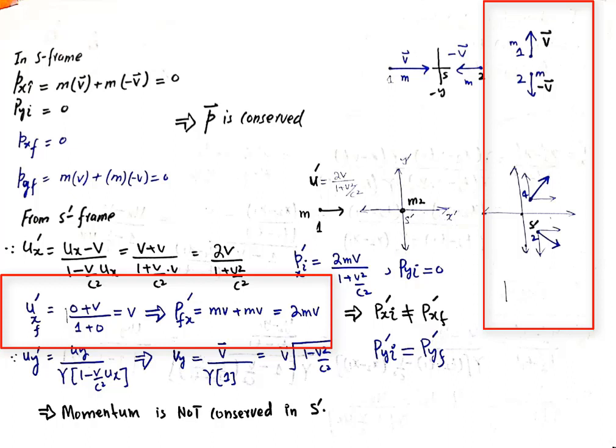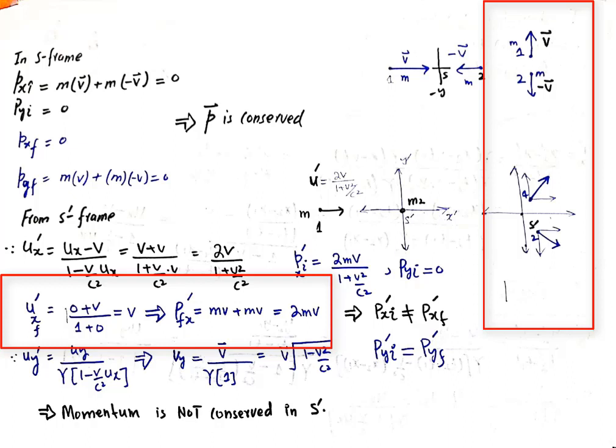So we can find the velocity in x direction, which is v. And also for particle 2, since you can see from the figure that both of these velocities are parallel to each other, or you can use the velocity transformation equation, it also gives you v. So the total momentum along the x direction after the collision will be mass times velocity plus mass times velocity, which is equal to 2mv.